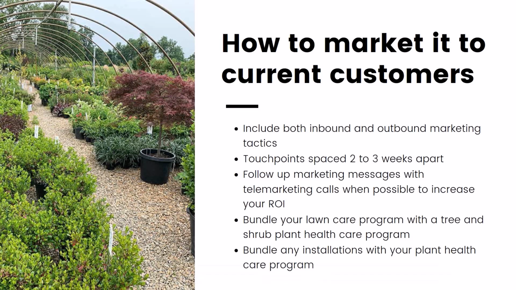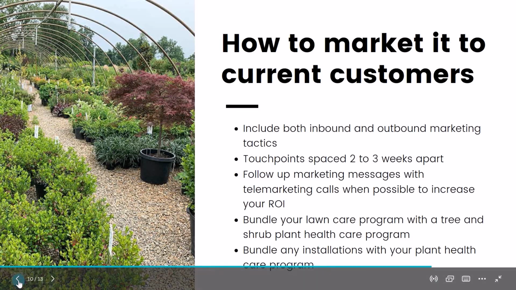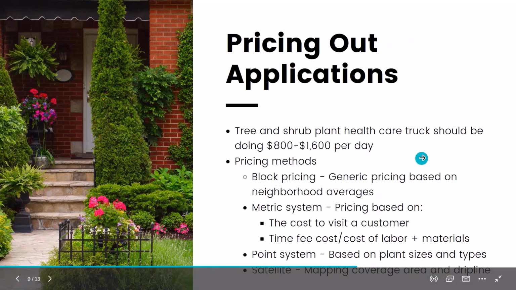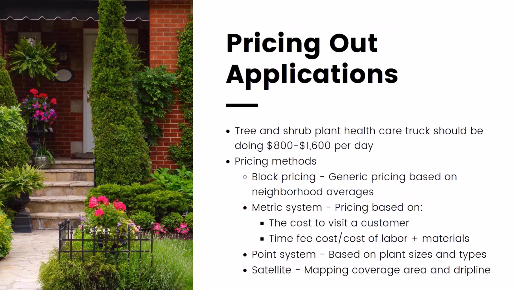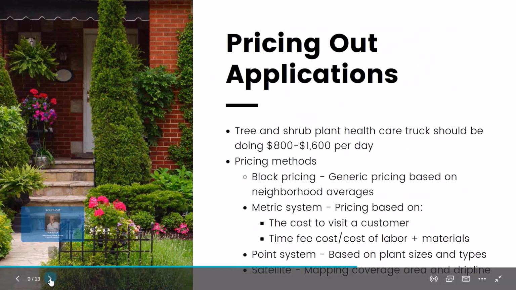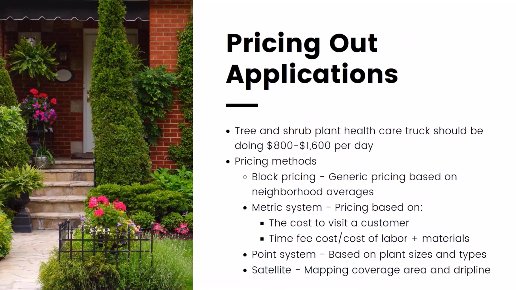And what I mean by that is, if we go back in these slides, there was a point that I kind of glossed over. The first point on this says, a tree and shrub plant healthcare truck should be doing $800 to $1,600 a day. Well, if you figure out what your average customer is going to be worth, and say that they're worth $100 a treatment. Well, if I'm going to do 6 weeks worth of treatment, and let's just say we want to do 10 customers a day, that's 50 a week. Over 6 weeks, that's 300 customers. I don't want to be under 300 customers.